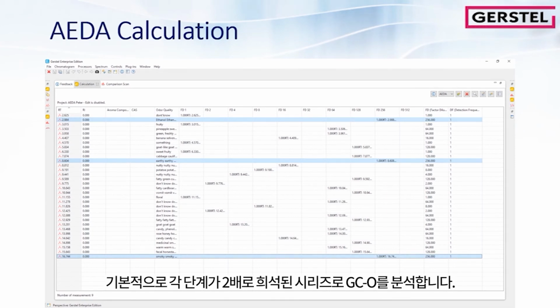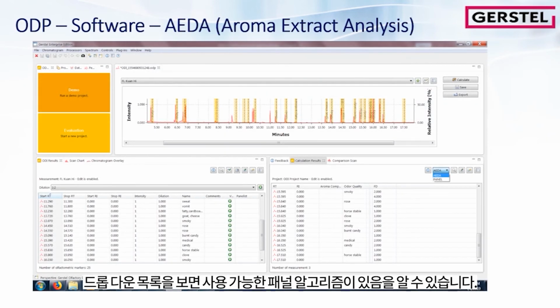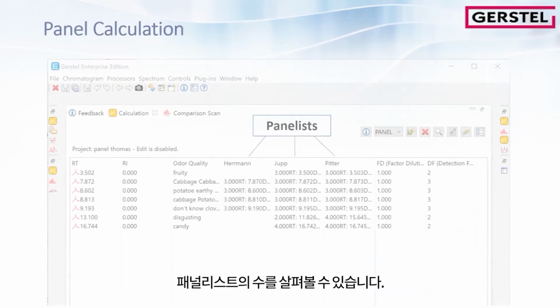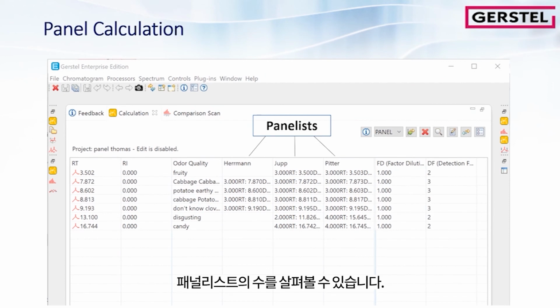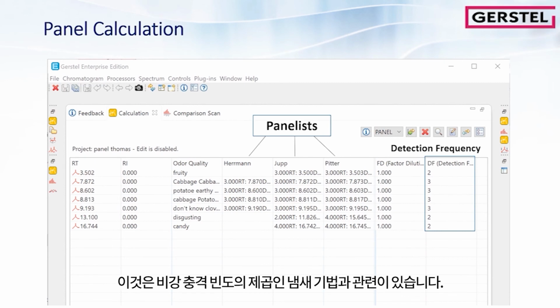Basically, you do GCO runs of a dilution series, which each step diluted by a factor of 2. The compounds which are still present in the lowest dilution have the highest dilution factor. If you look at the drop-down list, you can see there is a panel algorithm available. This is very similar, but you do not look at dilutions, but at the number of panelists that are able to detect the aroma-active compounds. This number is then called detection frequency and will be calculated for each GCO peak from the panel data. This is related to the sniff technique, the square of nasal impact frequency.